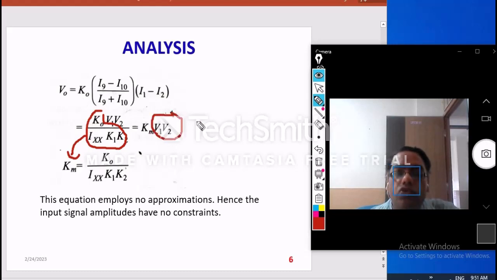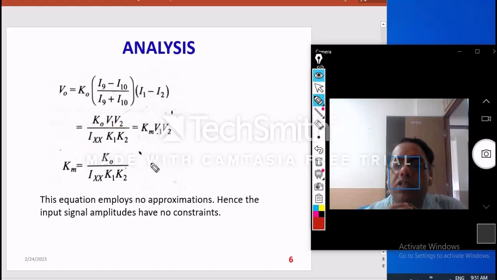Here the tan hyperbolic functions are not involved, and there is no approximation. So this relation is valid even for large values of voltages.